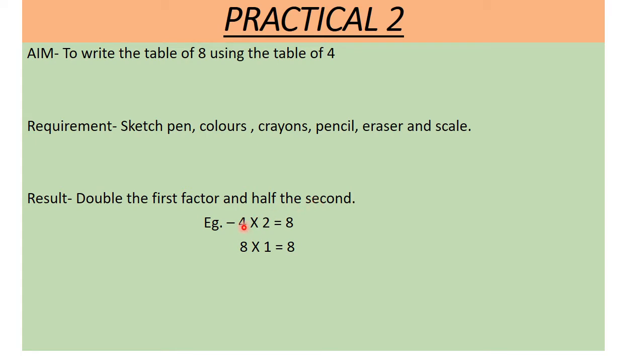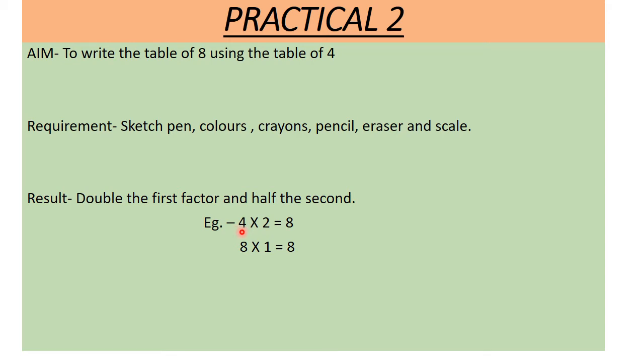The example is 4 multiplied by 2, this is equivalent to 8. We all know that 4 2s are 8, right? Now if you have to write what 8 ones are, you already know that 8 ones are 8. This is clear. But can you observe one thing over here, that 4 is a first factor, and 8 is also a first factor in these multiplication facts.